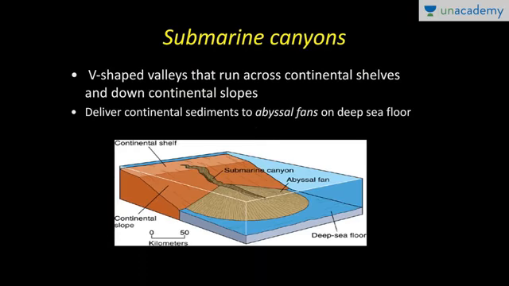Okay, so the next feature is submarine canyons. Now these are actually found in the continental shelf and the slopes. These are V-shaped valleys that run across the continental shelf and down the continental slopes.